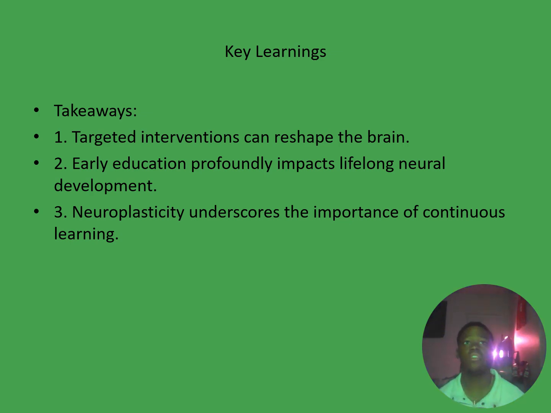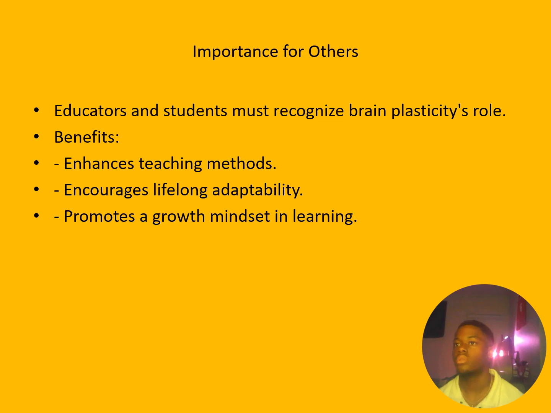Key learning, two takeaways. You want to target interventions that can reshape the brain. Early education profoundly impacts lifelong neural development. They say that the frontal lobe doesn't develop till you're 25, so obviously learning is very important when you're younger. And then neuroplasticity underscores the importance of continuous learning.